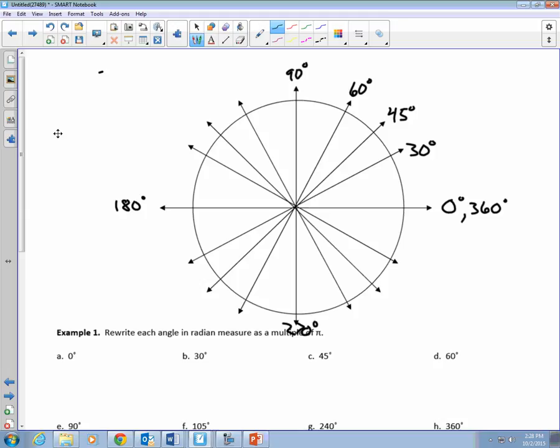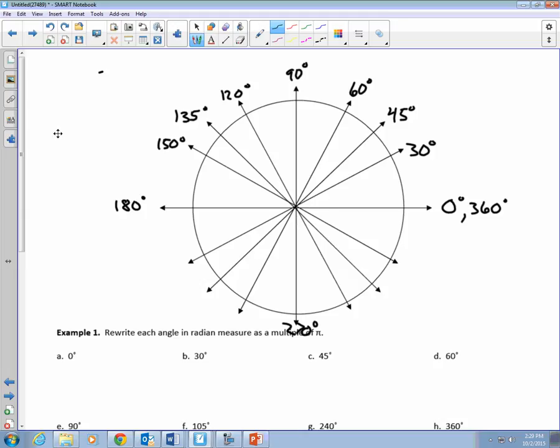So 30 degrees past 90 is 120. 30 more degrees past 120 is 150. What is 45 degrees past 90? 135.